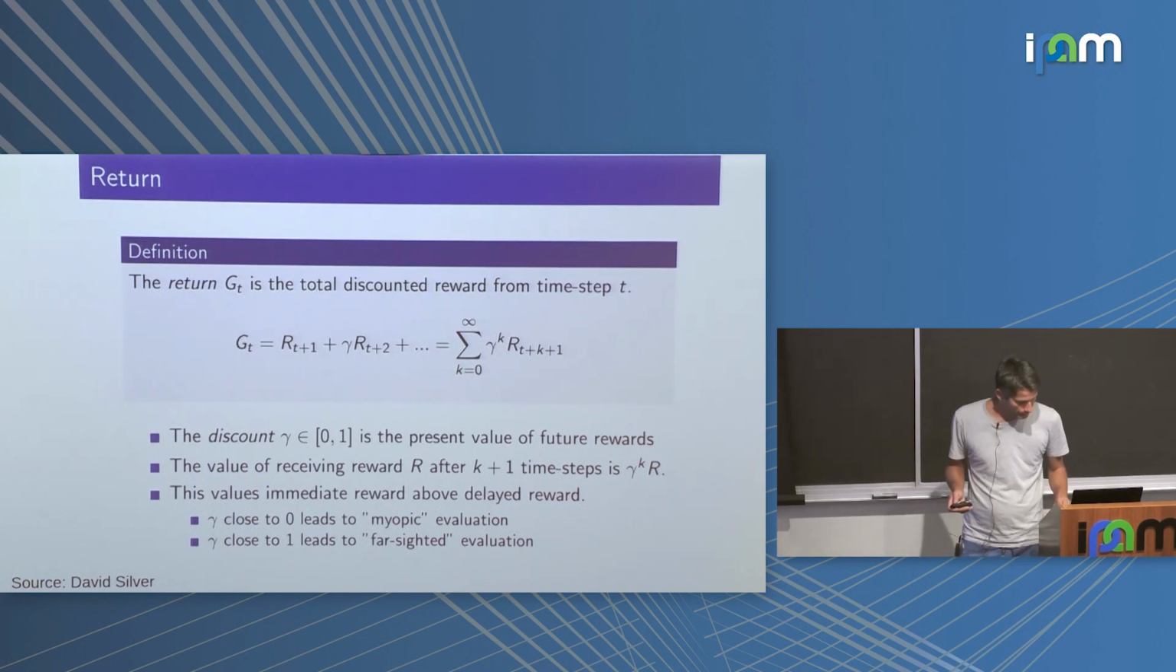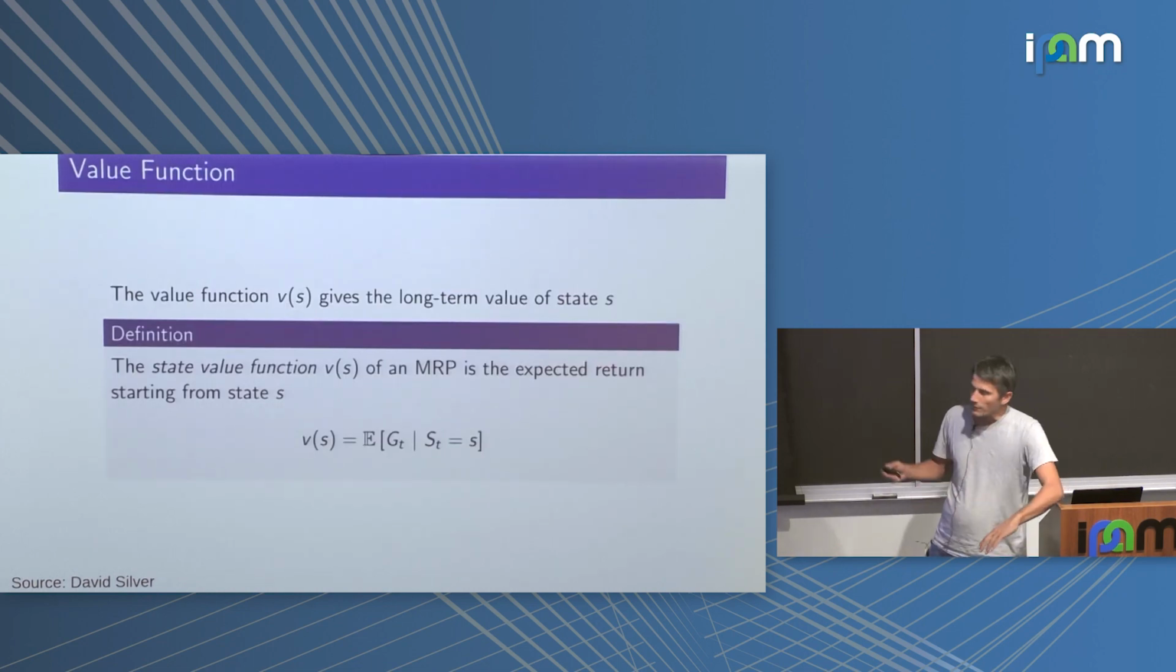And so if you define all of this, you can also define the average of this cumulative reward, starting from state S. And this is called the value function. It is practically the value that you can reach in the future starting from that state.